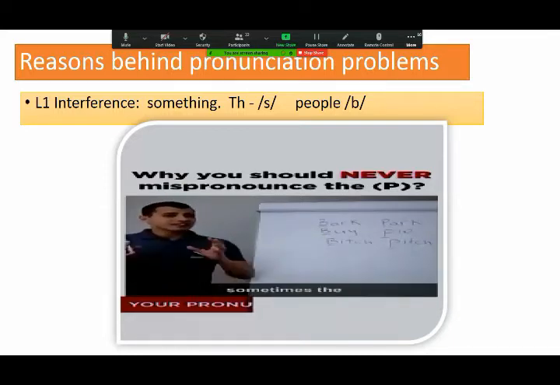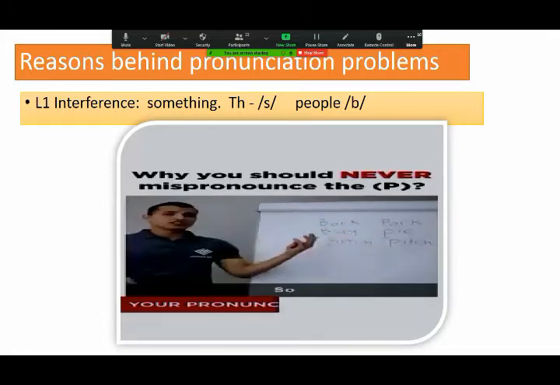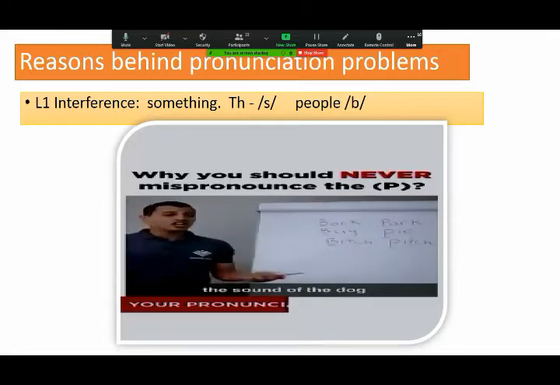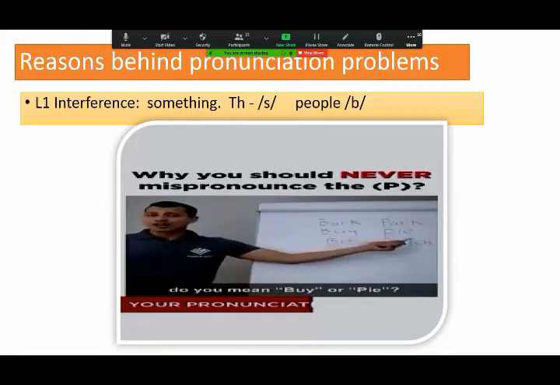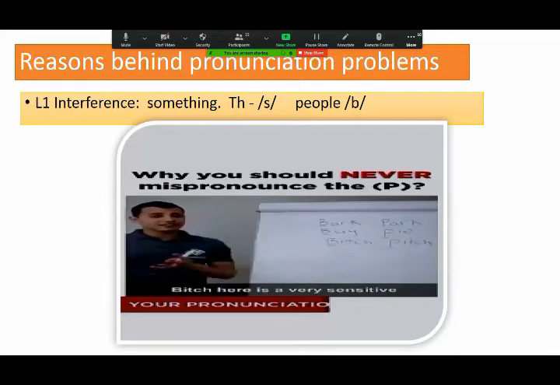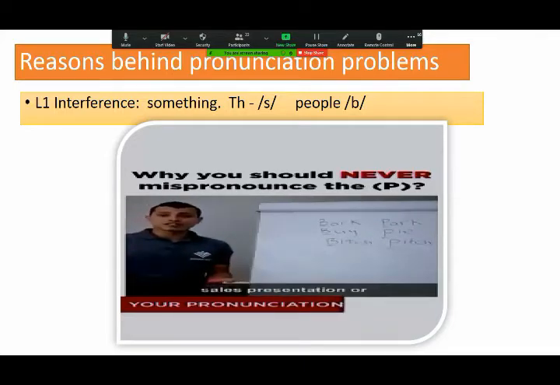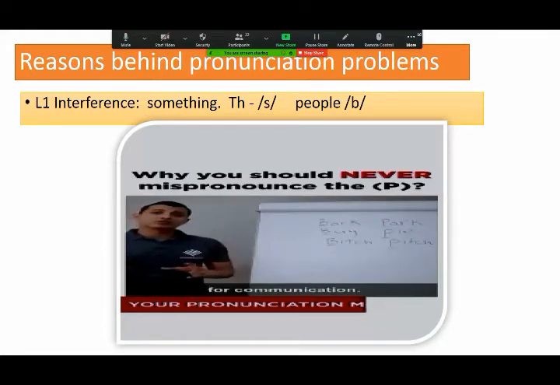So sometimes the mistakes of the P and the B are embarrassing. For example, here we have bark and park, right? So bark is like the sound of the dog, and park, to park your car, right? So do you mean bark or park? Do you mean buy or pie? There's a huge difference. And bitch and pitch. Bitch here is a very sensitive word. It's a bad word. And pitch could be like sales presentation or the pitch of your voice or to pitch something, to throw something. So the difference between the B and the P is crucial for communication.